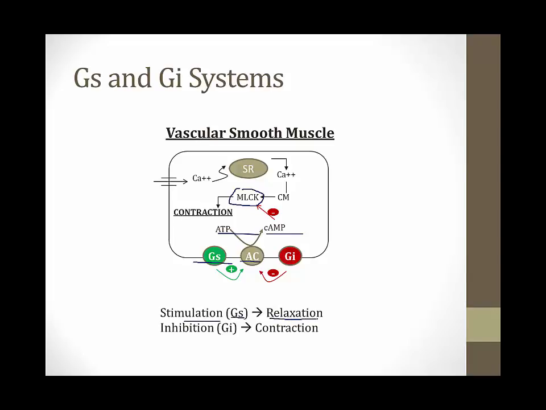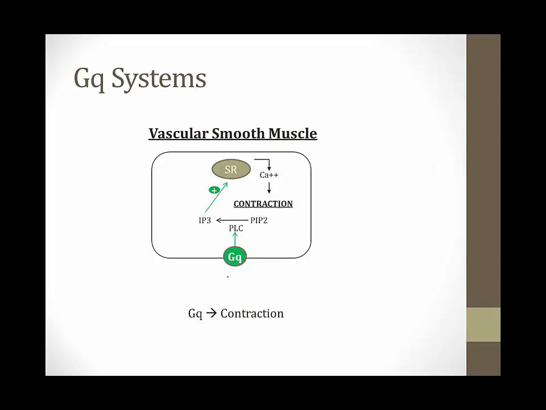That leads to relaxation. The GI proteins get their name because they inhibit adenyl cyclase. Therefore, they have the opposite effects. They reduce the amount of cyclic AMP in the cell. So inhibition via the GI proteins of adenyl cyclase leads to contraction. It's very hard to remember all this. Just remember the big picture here, that the G proteins are part of how signals are transmitted to smooth muscle via second messenger systems. And here's a drawing of how the GQ systems work.